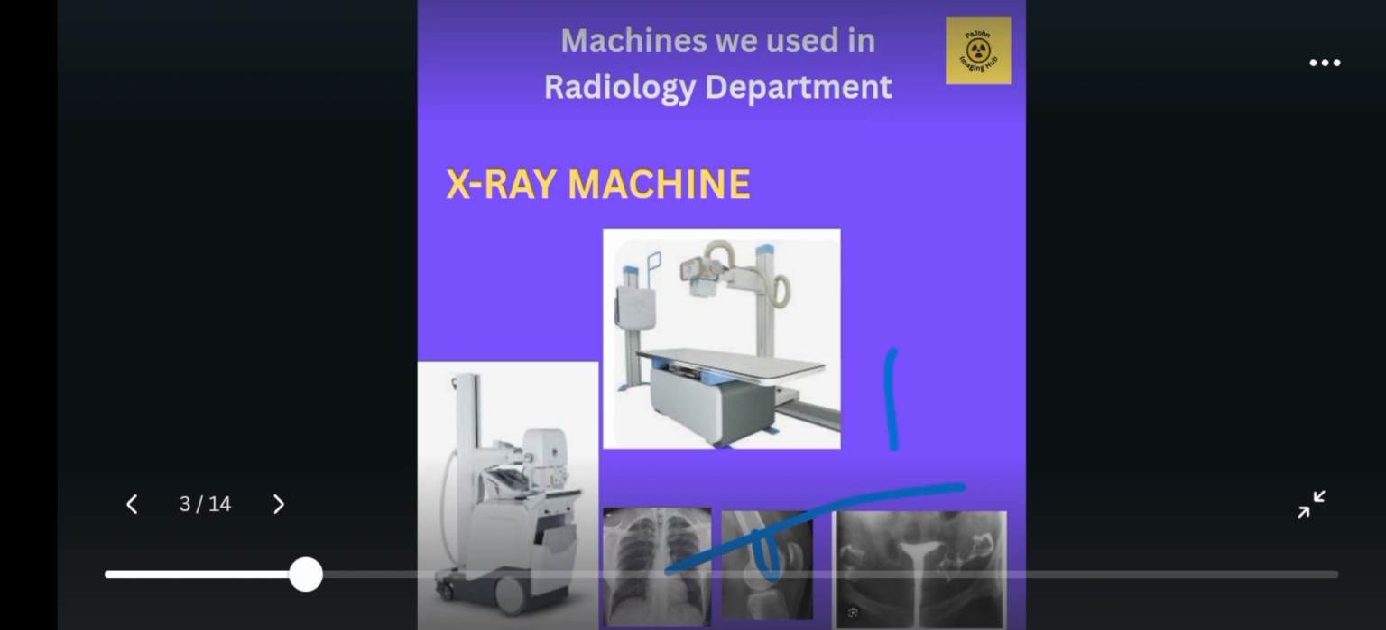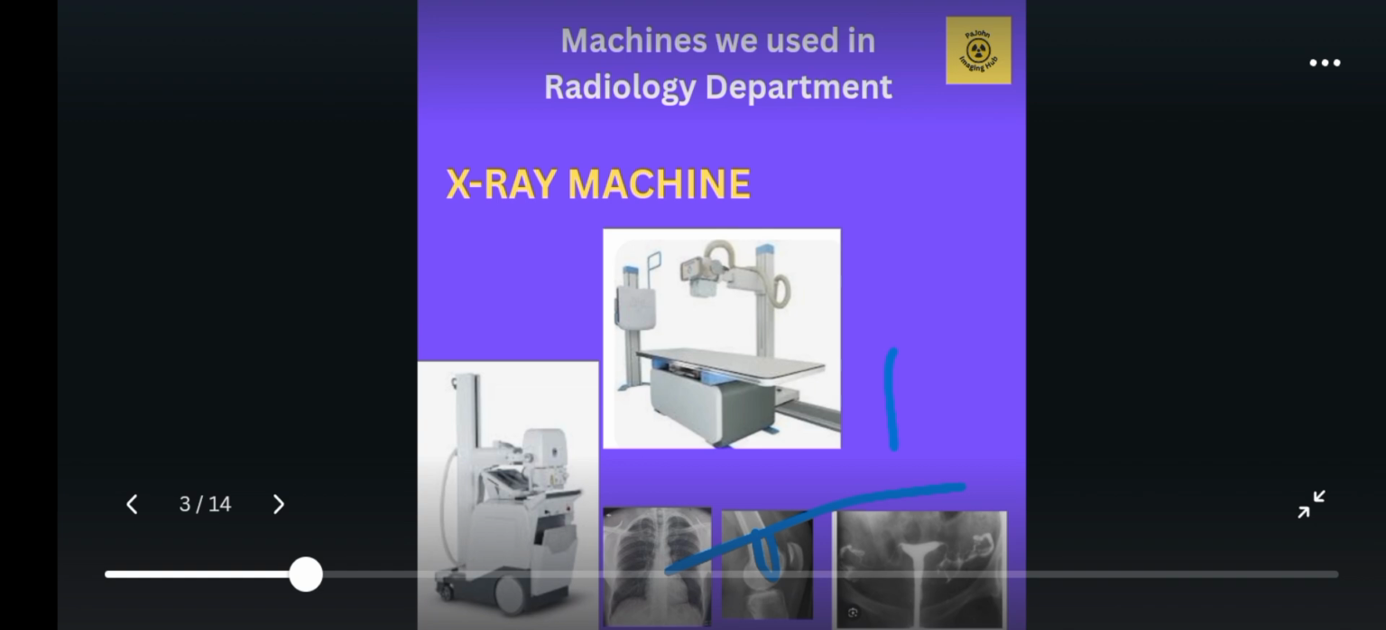Then it has some disadvantages. It uses radiation, and therefore it has a negative effect. Anything radiation has a negative effect. Then it does not produce cross-sectional images, that is, images that have height, width, and depth. We can liken it to 3D or 4D images, but we'll see that shortly.